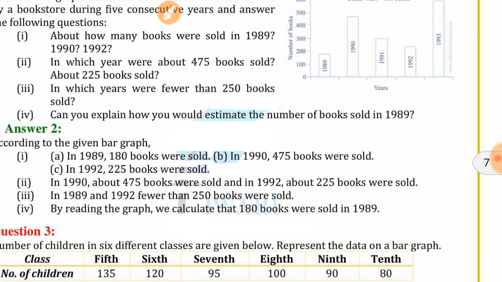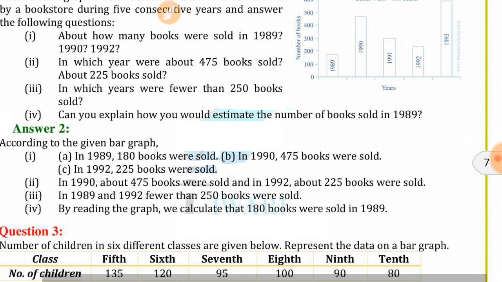Next question: in which year were about 475 books sold and about 225 books sold? Same question. In which year was it 475? It is in 1990. So in 1990 about 475 books were sold.